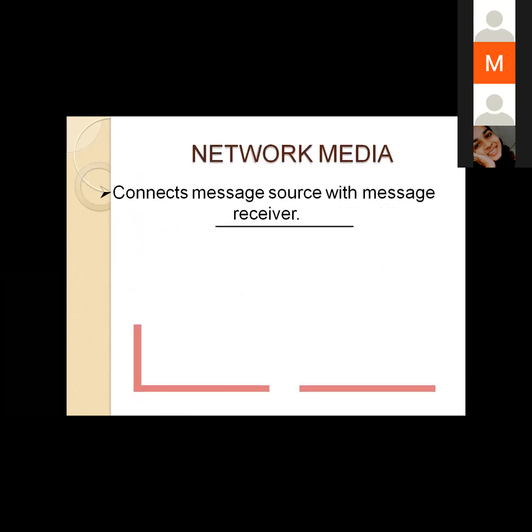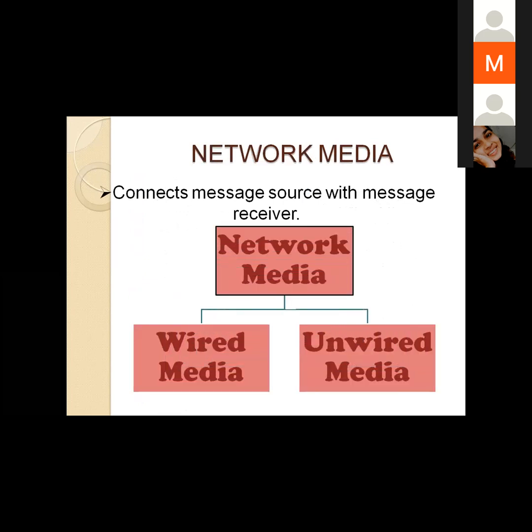Before I talk about what wired media is, I would want to talk about what network channels are in the first place. Network channels refers to the communication channels that interconnect the nodes, that is the devices on a computer network. It is an actual path over which the electrical signals are sent from one device to another, that is from the sender to the receiver. It is further divided into two types, that is wired media and unwired media.